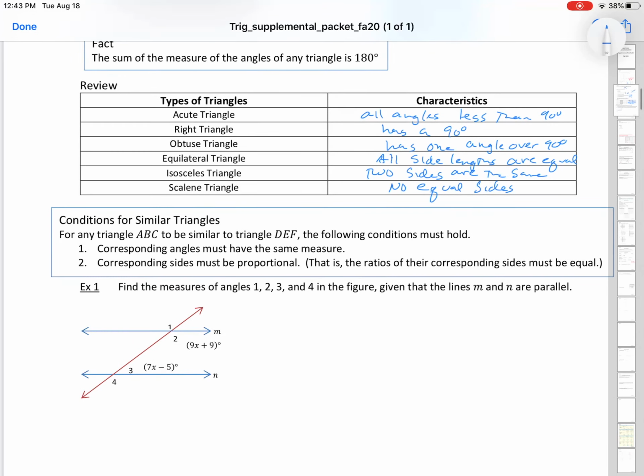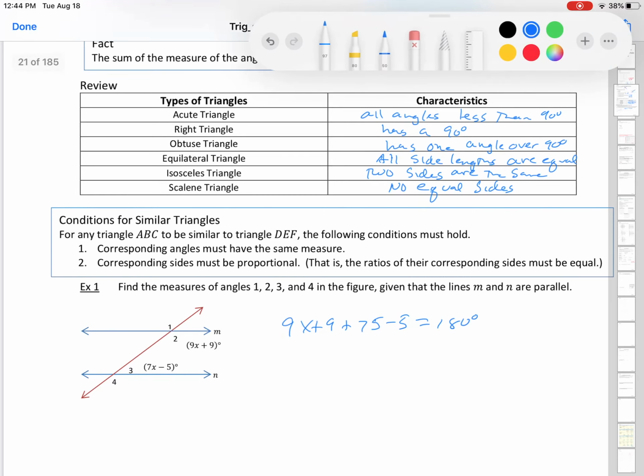So as you look at example 1, they say find the measures of angle 1, 2, 3, and 4 in the figure, given that M and N are parallel. So you have the same two parallel lines being cut by a transversal. And so we're going to use something that we know. What we see is 2 and 3. And 2 and 3 are interior angles on the same side of the transversal, and therefore they must add up to be 180 degrees. And so I put what they are algebraically.